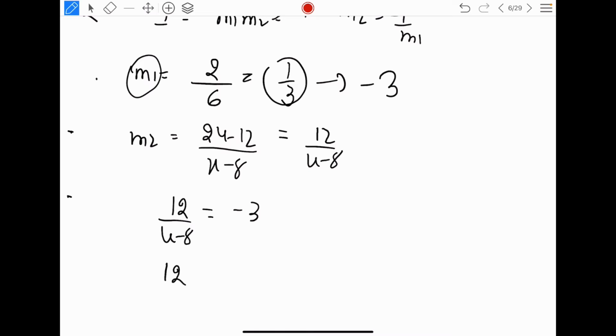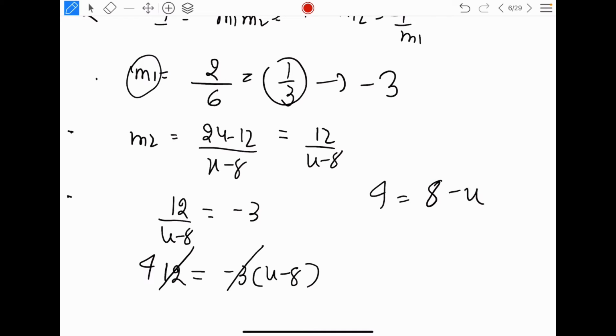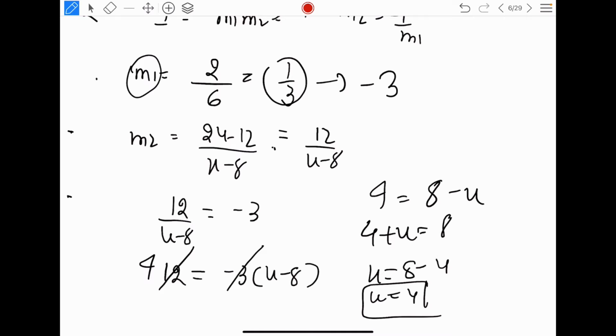So 12 is equal to minus 3 into x minus 8. We can cancel this out. So 4 is equal to 8 minus x, since minus of x minus 8 is 8 minus x. So 4 plus x is equal to 8. So x is equal to 8 minus 4. x is equal to 4 will be your answer.